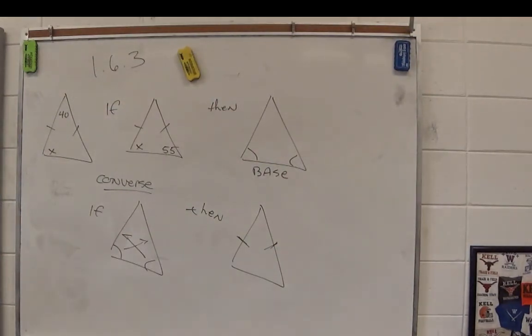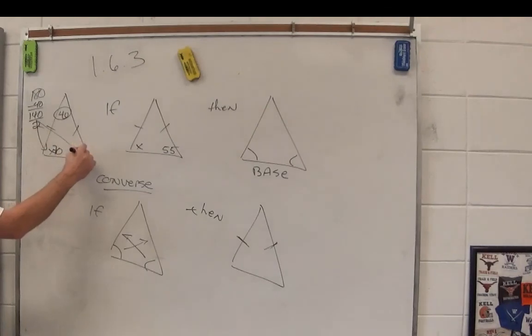70. How did you get that, for someone that didn't get 70? 140 divided by 2. What do all three have to add up to? 180. So 180 minus 40, minus this amount, is 140. 140 has to be equally distributed to those two base angles. Why? Because of the base angle theorem. So we divide that perfectly in half, and I get 70 and 70. It's not a hard concept.